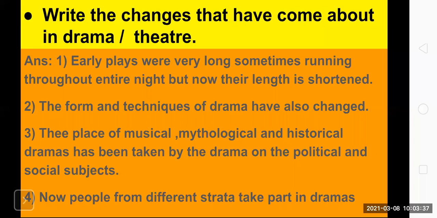In the pre-independence or post-independence period, the dramas were based on mythological or musical or historical themes, like dramas on Shivaji, dramas on Ramayana, Mahabharat, or Sati. All these are the main core of the play. But now it is changed. Now in dramas we are seeing social events.